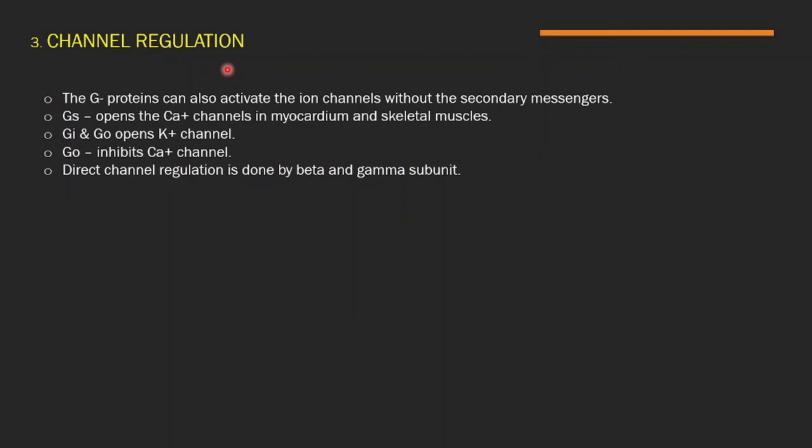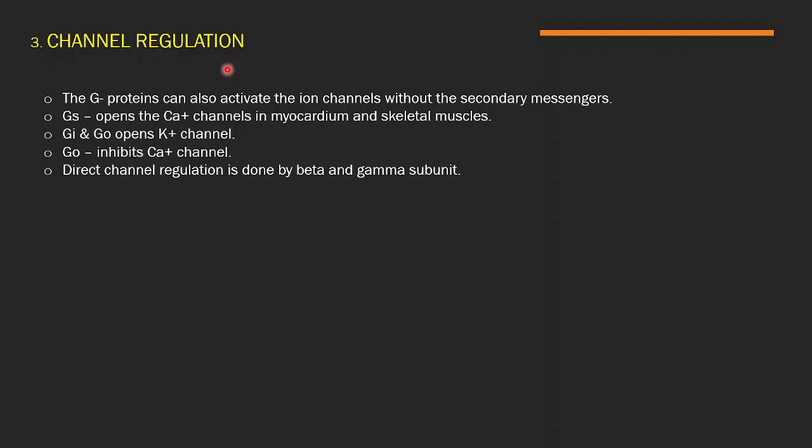In case of channel regulation, earlier we have seen that when the alpha subunit shows its effect on the effector, it regulates and activates the adenyl cyclase pathway and the phospholipase C pathway. But the beta and gamma subunits can directly do the channel regulation. They will control this channel regulation. In this case, they can open any channel without the intervention of the secondary messengers.